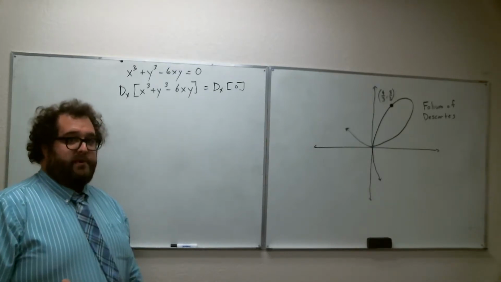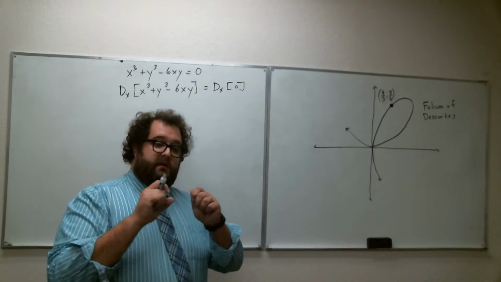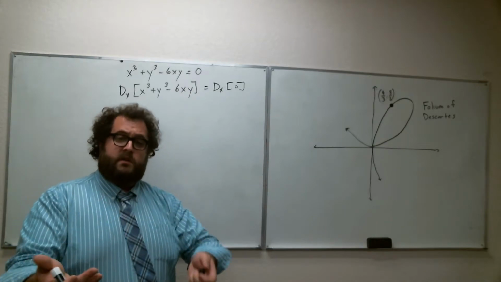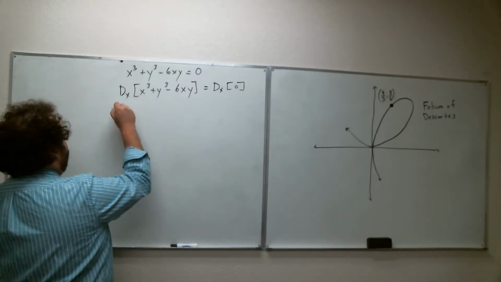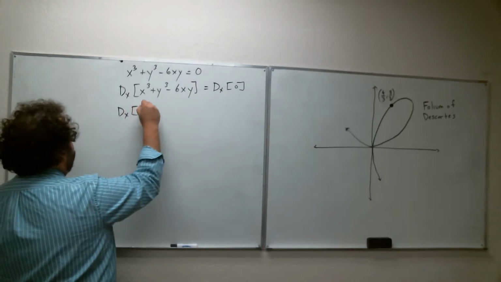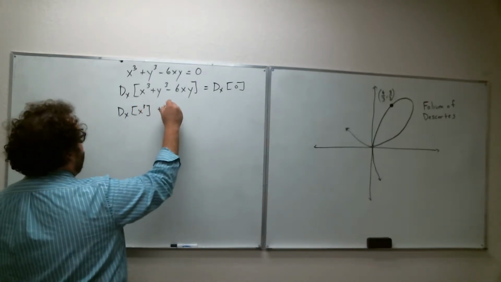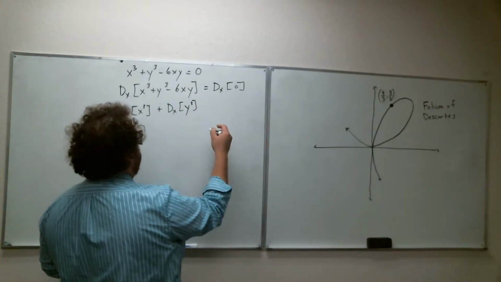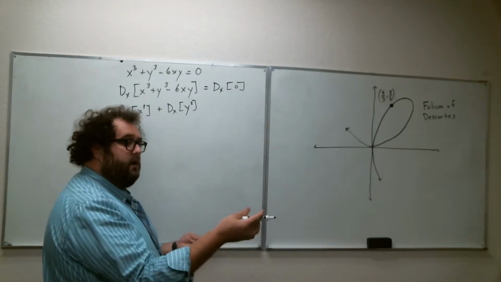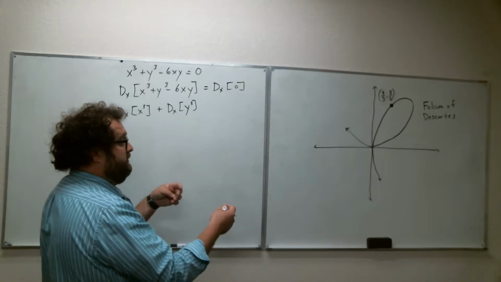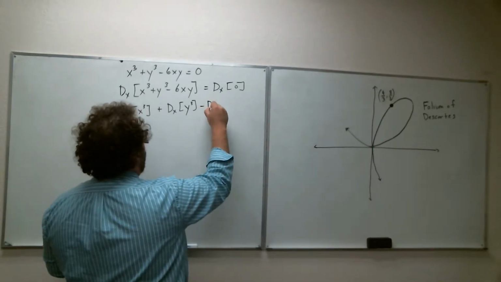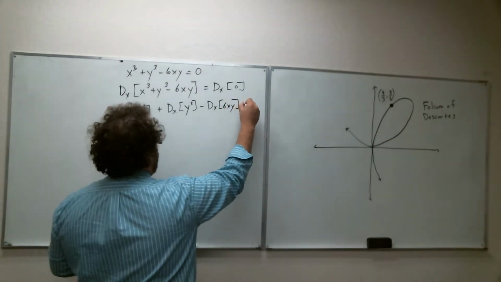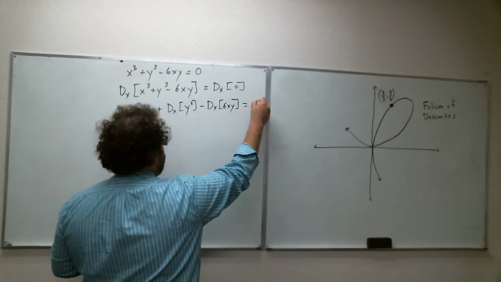Okay, and now we have the properties of derivatives that say, if you have the derivative of several things added and subtracted, you can take the derivative of each of those individually. So we can write this as the derivative of x cubed with respect to x, plus the derivative of y cubed, minus the derivative of 6xy. And of course, we know the derivative of 0 is just 0.